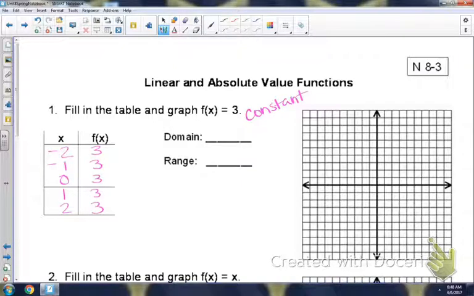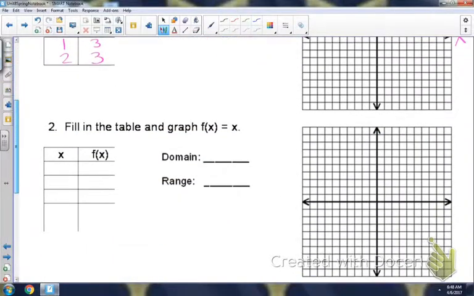So -2, 3, -1, 3, 0, 3, 1, 3, and 2, 3. So it's just a straight, should be straight, horizontal line. Okay? Alright, so the domain, the x values. If you look at the x-axis here, notice it's continuous both ways, so it would be all real on the domain. And then your range, if you look, every single y value is 3. So y equals 3 would be your range, because every single y value is 3, no matter what you plug in, because there's not a variable to plug into.